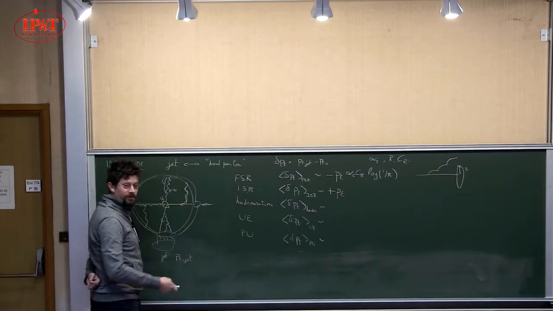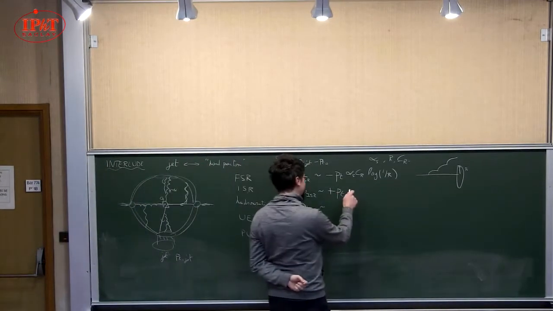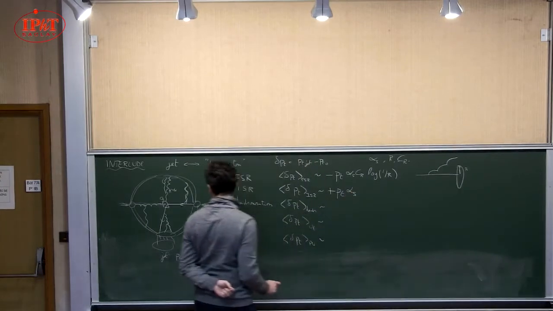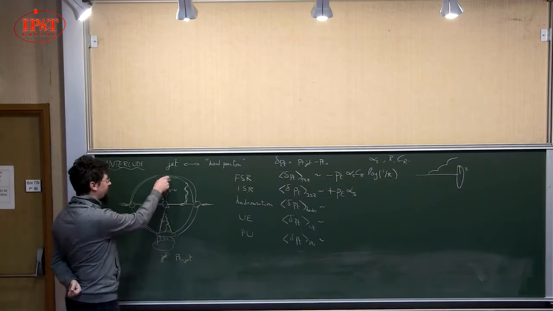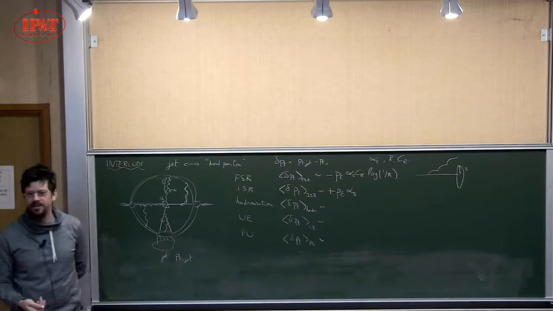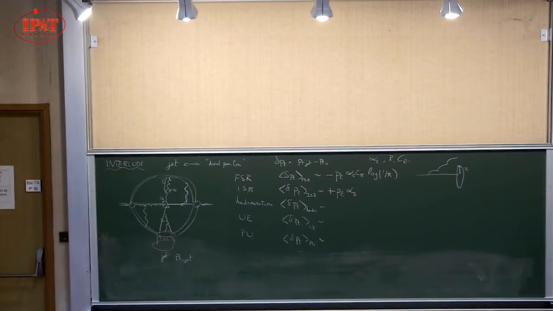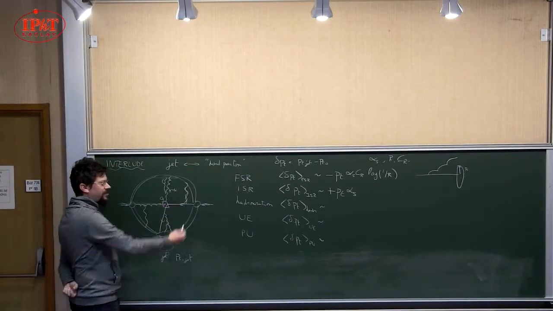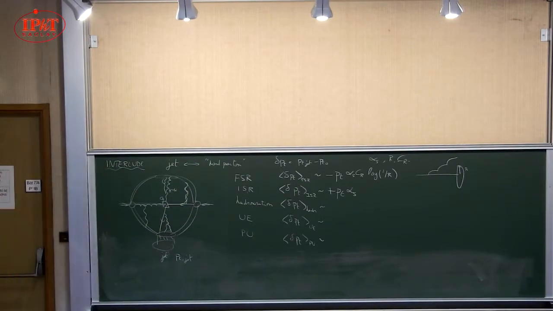It's again a perturbative process, so there's again a factor of alpha s. The color factor for this is a bit more complicated, because if the jet is a gluon, there's no reason to really believe that the emitter of this initial state radiation gluon is also a gluon. So the color factor here is more complicated.